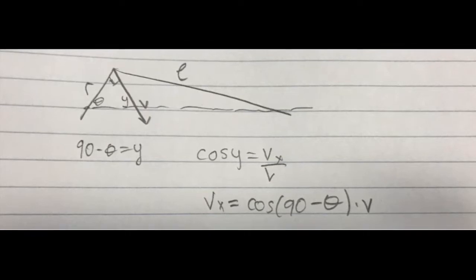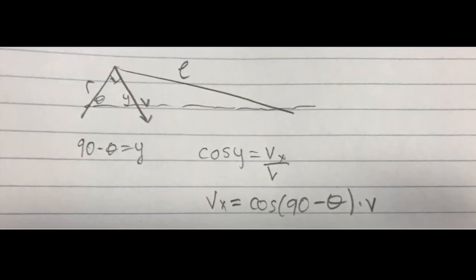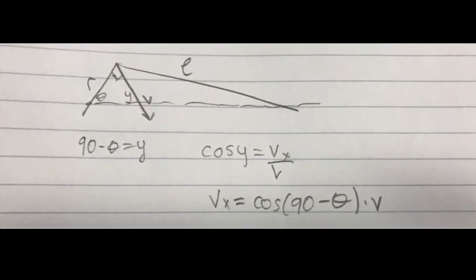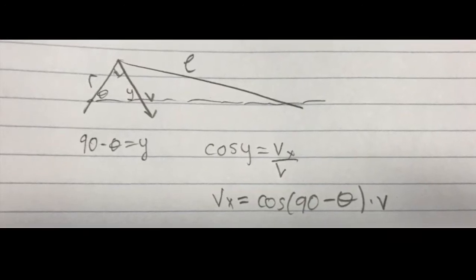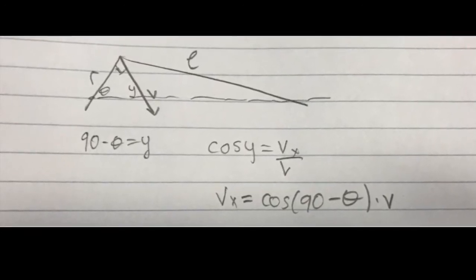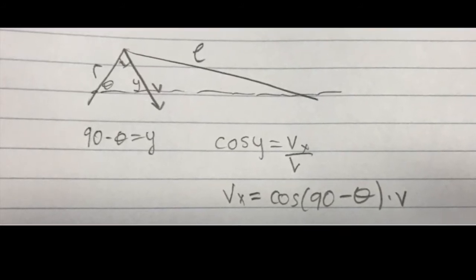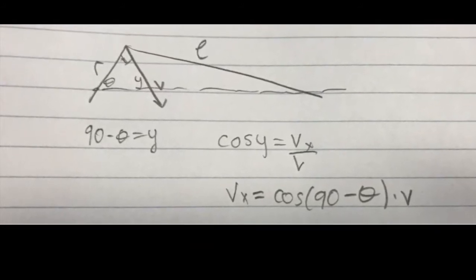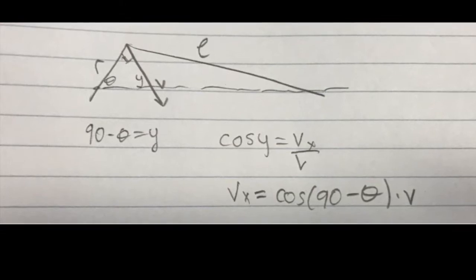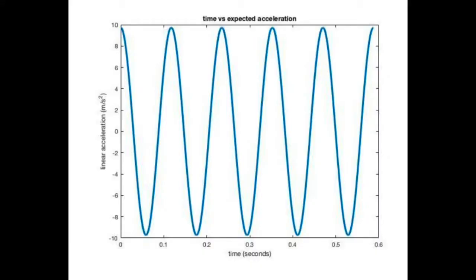Once you have RPM, you can convert that to angular velocity by multiplying it by 2 pi over 60. And then you can convert angular velocity to tangential velocity by multiplying by the radius of the motor arm. Once you have the tangential velocity, you can use a little bit of trig to calculate how that tangential velocity correlates to linear velocity along the peg or the accelerometer.